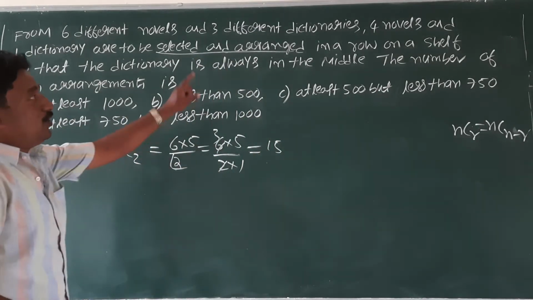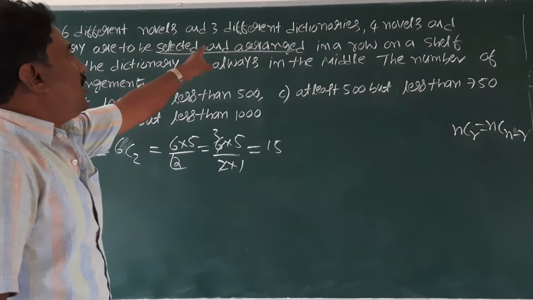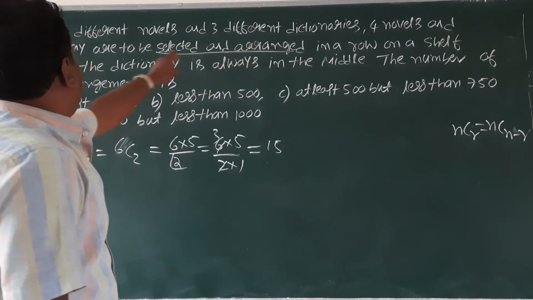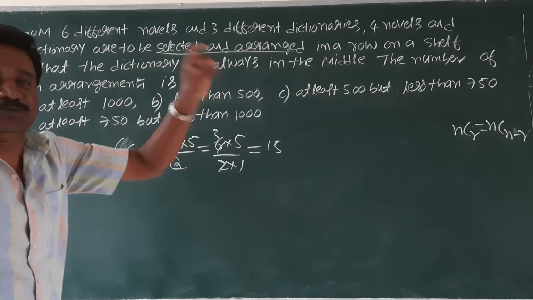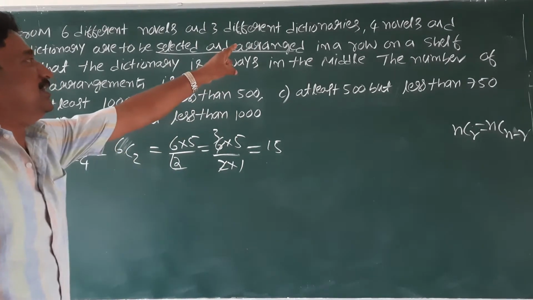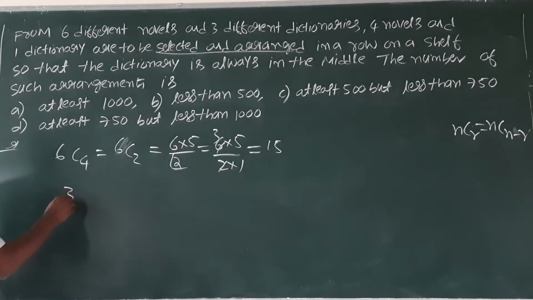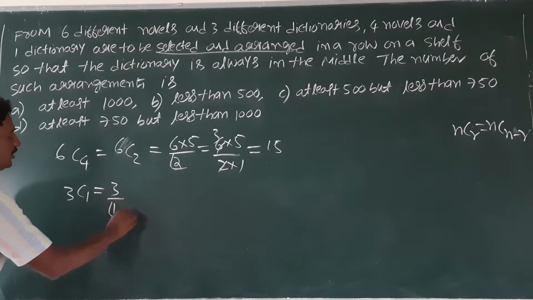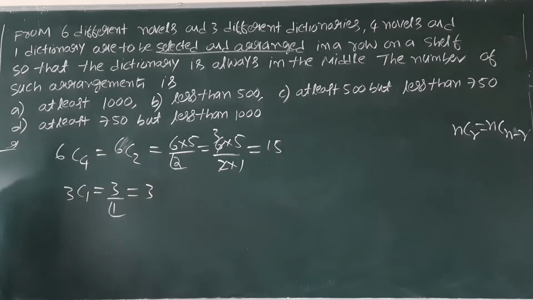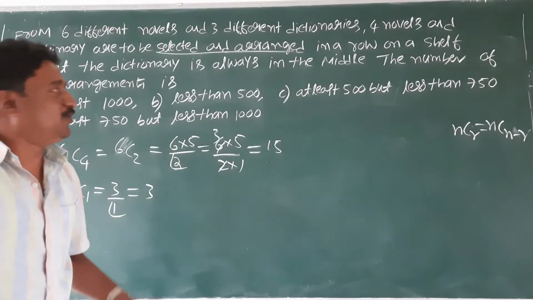Next, you come to dictionaries. We have 3 dictionaries. Out of 3 dictionaries, 1 dictionary is to be selected. So 3C1, which is 3 by 1 factorial, 3. Now selections are over, students.